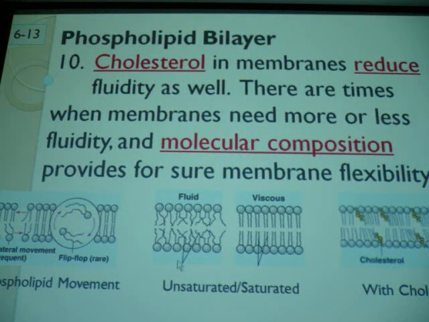This is showing you the difference in the fluid nature. See how these things can move, but not with cholesterol. Cholesterol interferes with their moving action. They go back and forth. This is not often common because that's going to make the things break apart.